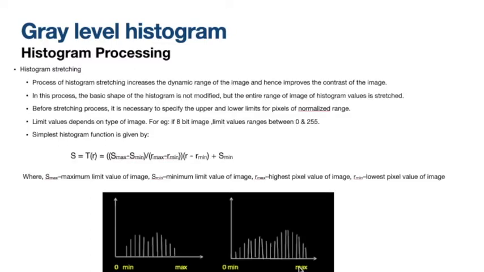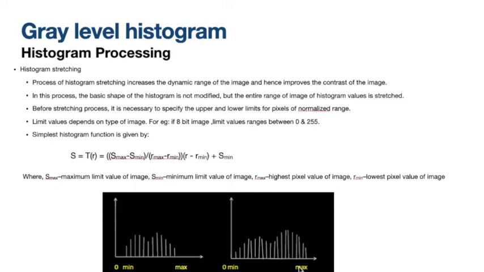Okay, so histogram stretching. In this process, it increases the dynamic range of the image and hence improves the contrast of the image. In this process, the basic shape of the histogram is not modified, but the entire range of the histogram values is stretched. So the basic shape of the histogram will remain the same, but we are going to stretch the entire range. Okay, we'll see how it is done.